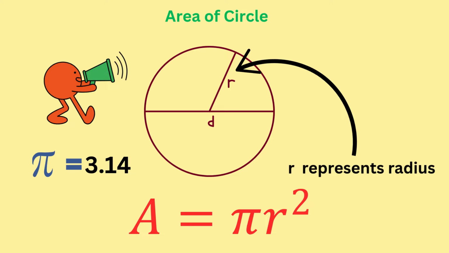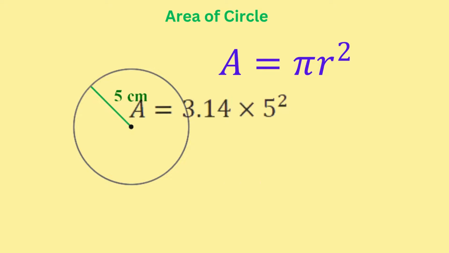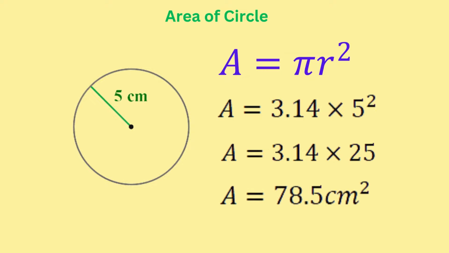Now, let's see the formula in action. Suppose we have a circle with a radius of 5 units. To calculate the area, we substitute 5 for r in the formula. That gives us A equals pi times 5 squared. First, we square the radius. 5 squared equals 25. Next, we multiply 25 by pi. If we use 3.14 for pi, the result is approximately 78.5 square units. And there you have it, the area of the circle.